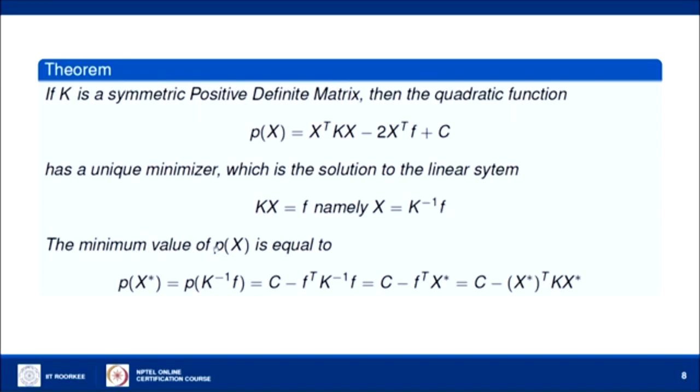The minimum value of Px is equal to, in any one of these forms, P x star equals P of k inverse f, which is C minus f transpose k inverse f. So, this k inverse f I can replace with x star, which is the solution of this system. So, C minus f transpose x star, or this also I can write as C minus x star t k x star. So, let us see the proof of this.